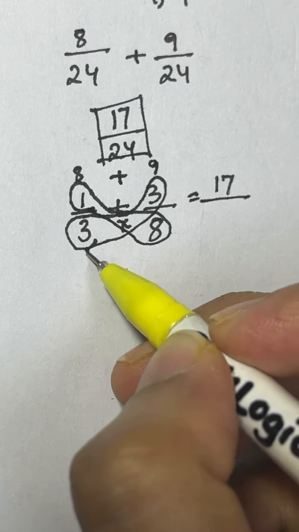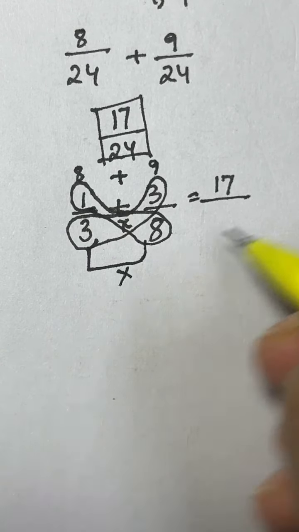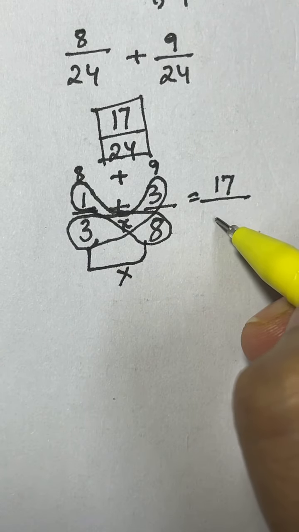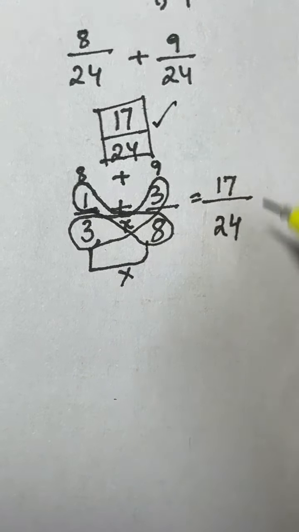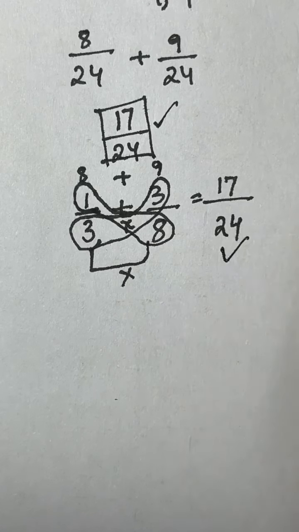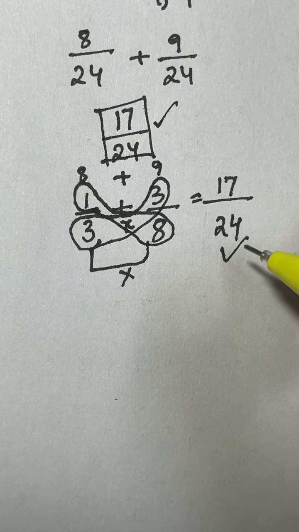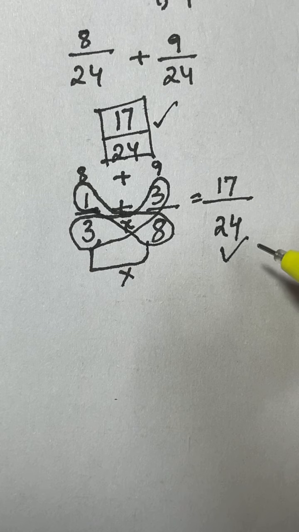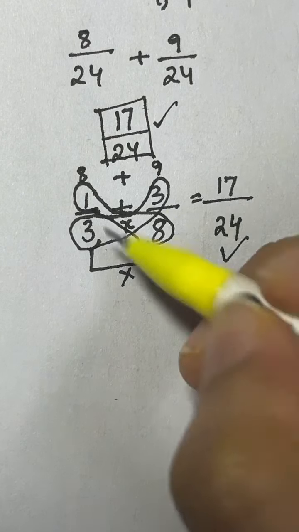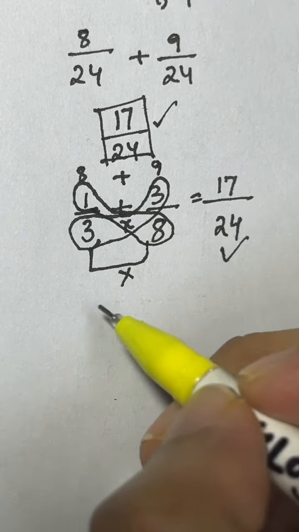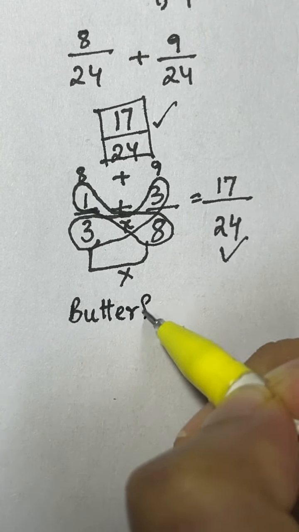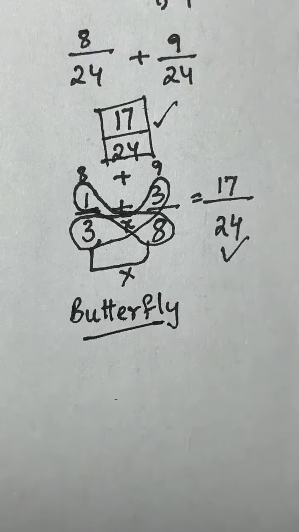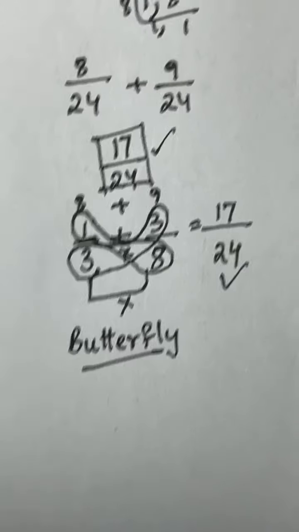Or just multiply the denominators. 8 times 3 is 24. So that's your answer. What you got using the LCM, you got using the butterfly. Basically, when you don't have time and you have to do quick calculations, you can use the butterfly method. Okay, now let's move on to our question.